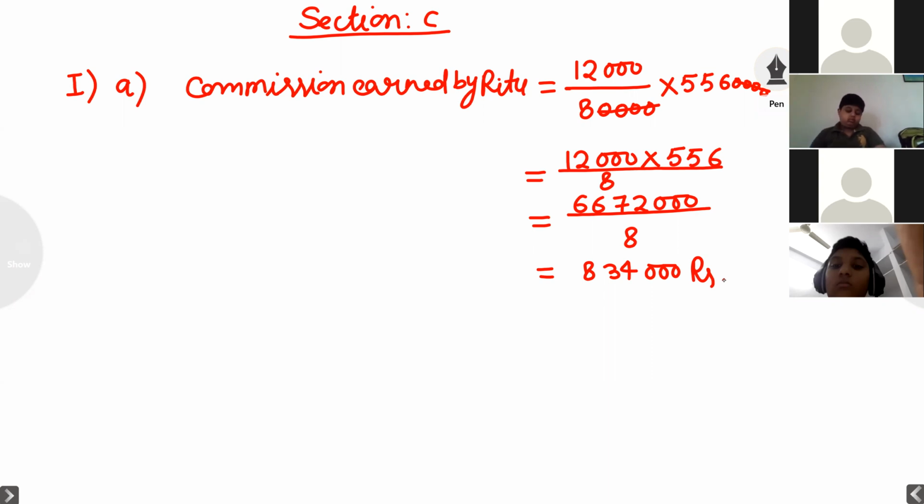And B question. I have explained direct proportion and inverse proportion concept. This B, C, D, E, F question is the homework question. You have to apply here the direct proportion and inverse proportion concepts.